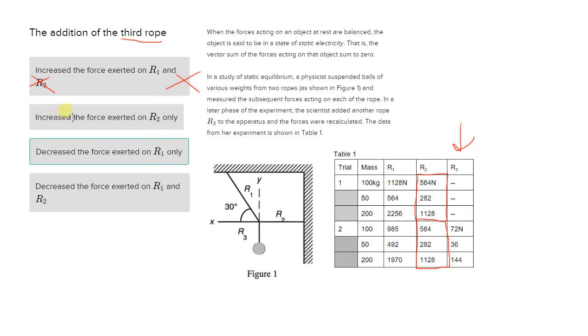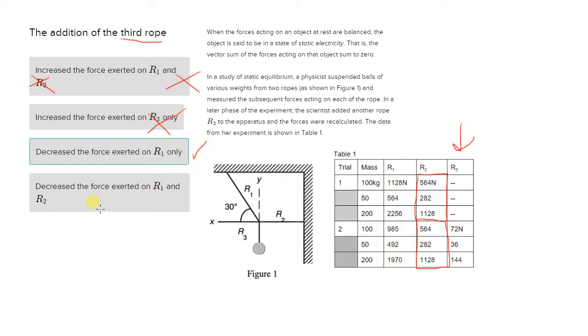So answer choice B, the addition of the third rope increased the force exerted on R2 only. Once again, we see that R2 was actually not affected, and so that answer choice is wrong. Choice C, decrease the force exerted on R1 only, and that seems to be true because we see that R2 stays the same and that the forces decrease from trial 1 to trial 2 on R1, so we're going to accept that. That could be a possible answer.